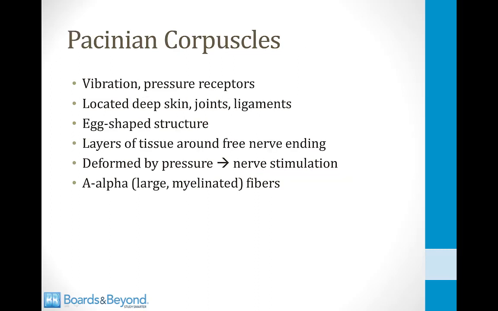Pacinian corpuscles sense vibration and pressure, and they're located deeper in the skin and in things like joints and ligaments. They are egg-shaped structures which have a free nerve ending in the middle and a bunch of tissue surrounding it. They get deformed by pressure, and this leads to nerve stimulation, and these signals are also carried back to the brain by A alpha large myelinated fibers.